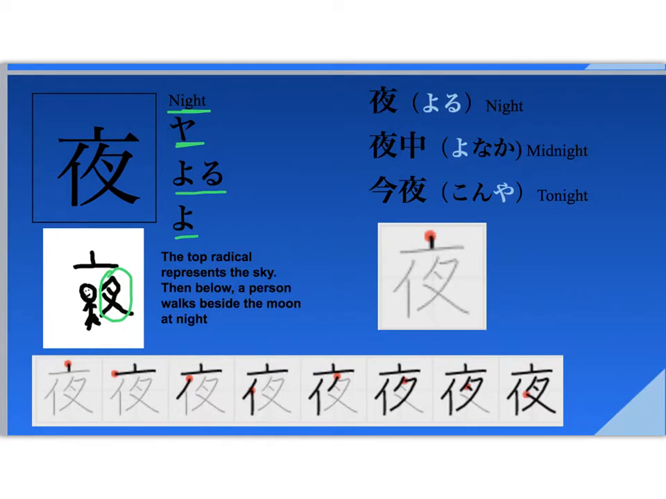And basically then you think of a person walking beside the moon at night. And it is found in these kanji. So you have yoru, and you have yonaka, which means in the middle of the night, literally midnight. And then konya. So konya is another word for konban. Now, konya isn't used as often, I think, as konban. But you can certainly use it and people understand what you're saying. And the stroke order for this is ichi, ni, san, shi, go, roku, shichi, hachi.